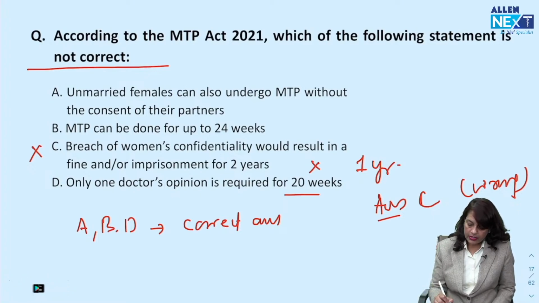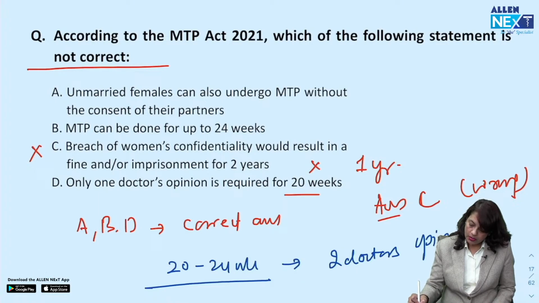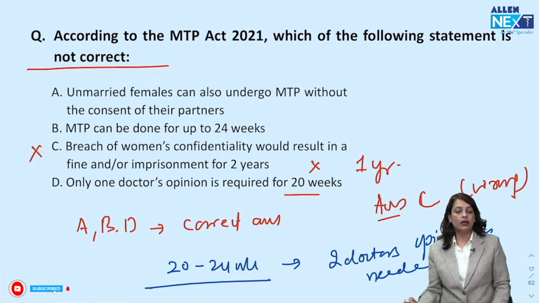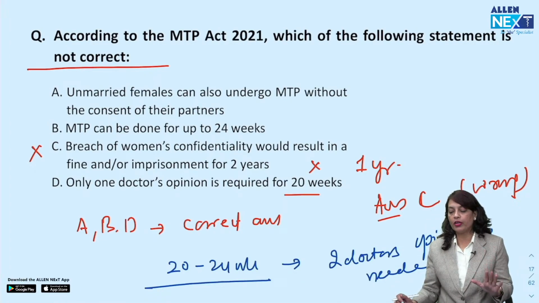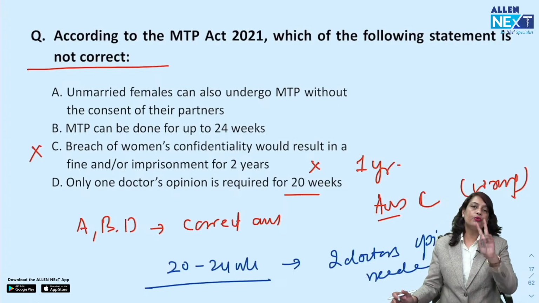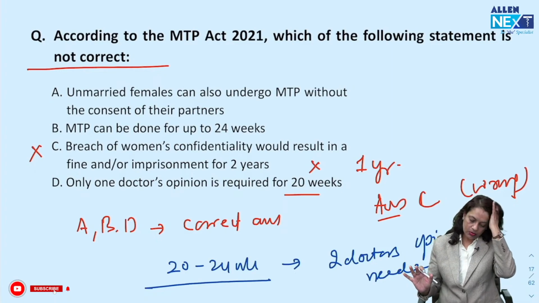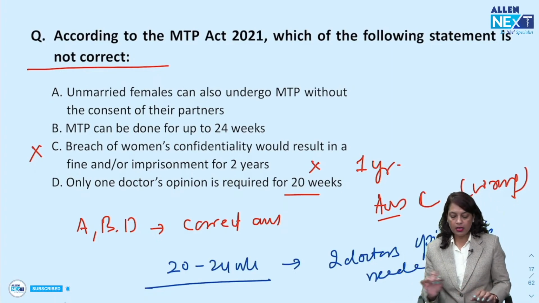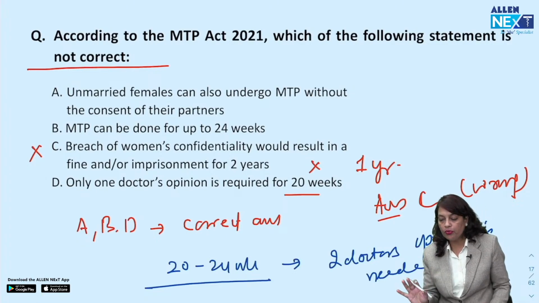When it is pregnancy between 20 to 24 weeks, opinion of 2 doctors is needed. According to the new MTP Act, 1 doctor's opinion is sufficient when you are doing MTP till 20 weeks, and 2 doctors' opinion is required if it is 20 to 24 weeks. So the wrong statement here is that confinement or imprisonment is for 1 year, not for 2 years.